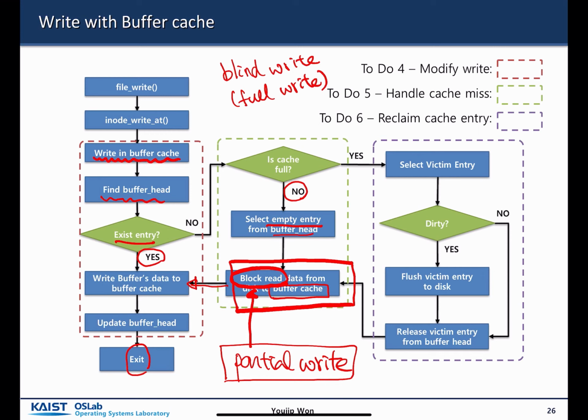Okay, if the cache is full, then you have to select the victim entry, and if it's dirty, then you have to flush the victim entry to the disk. This is the same as before, and then release the disk block. And if it's not dirty, then release the victim entry from the buffer head.